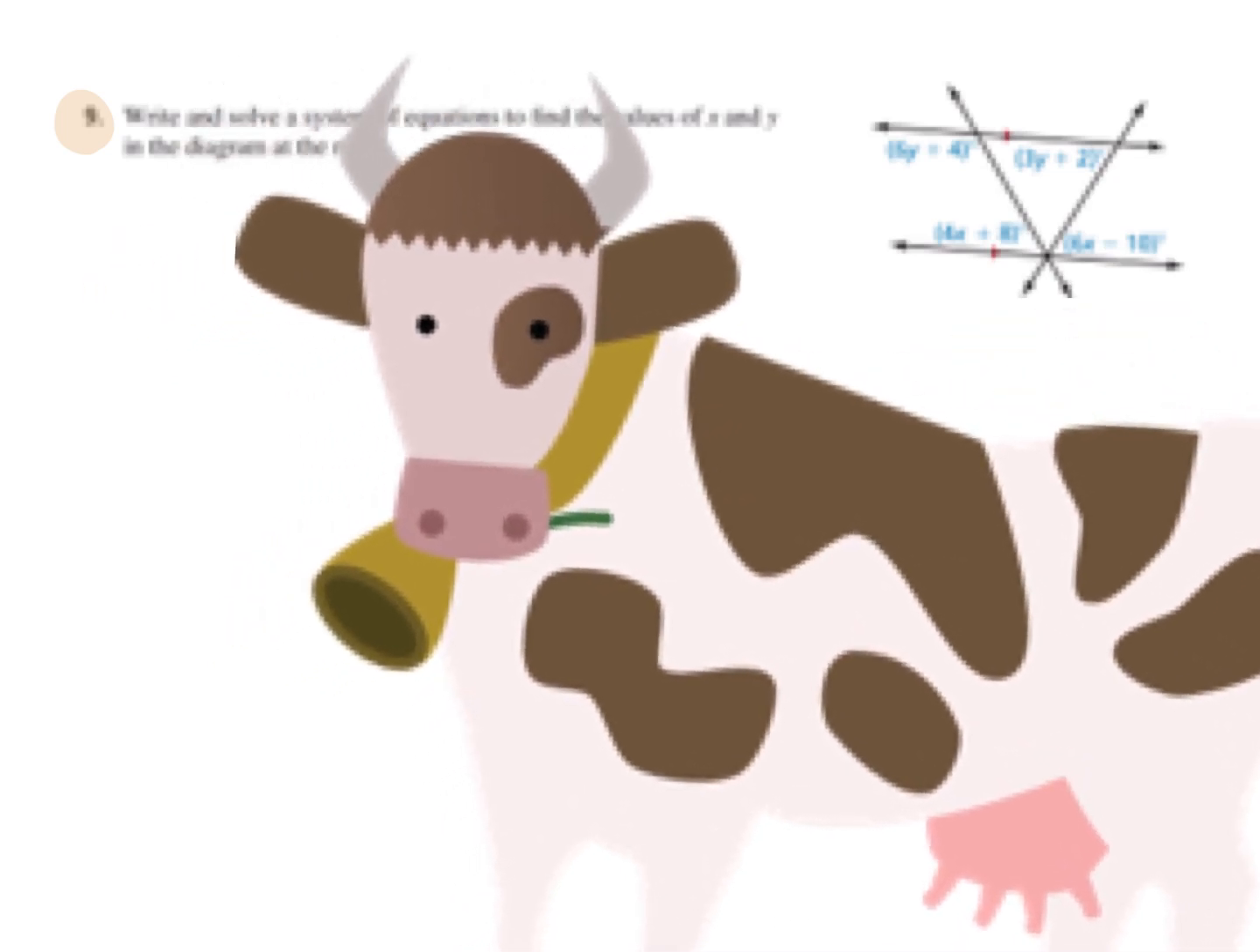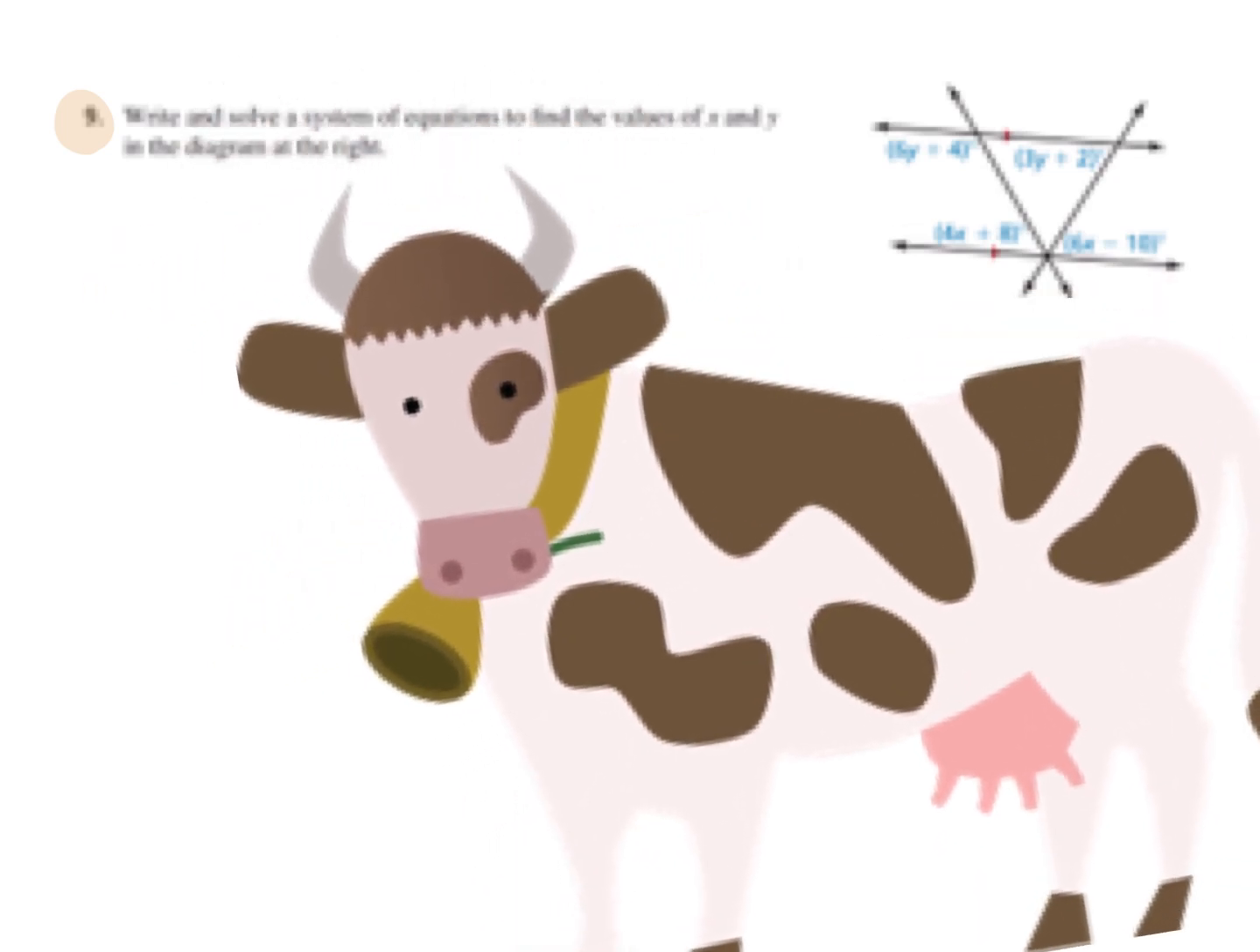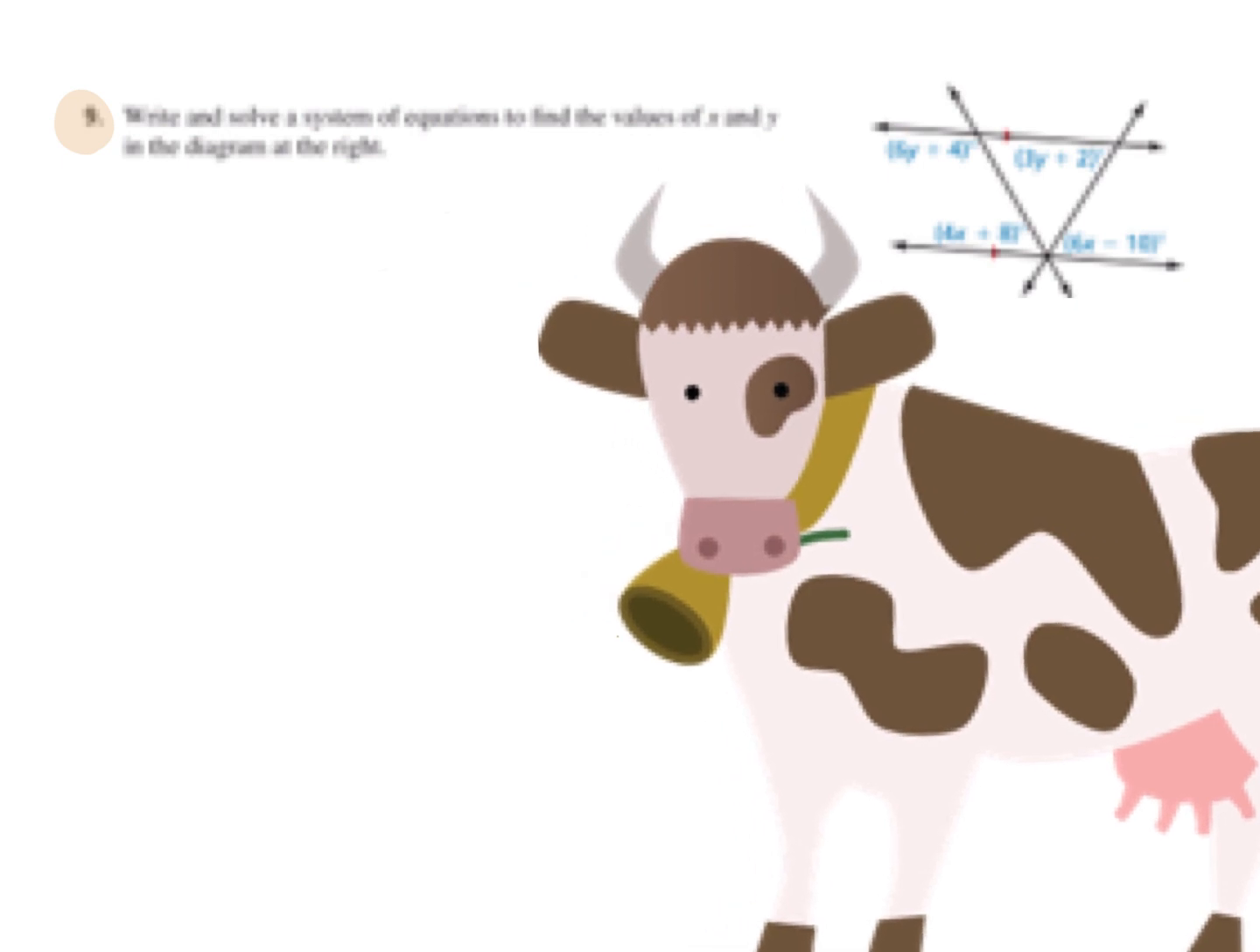All right, let's take a look at number 9 here on page 160. So we know with these parallel lines and this green transversal, these are consecutive interior angles, and they add up to 180.